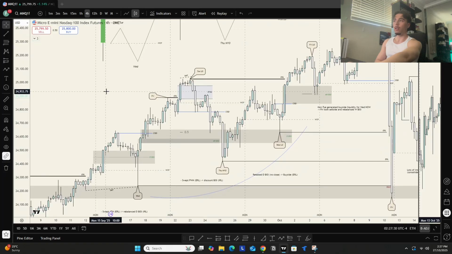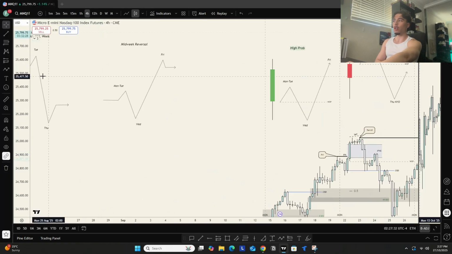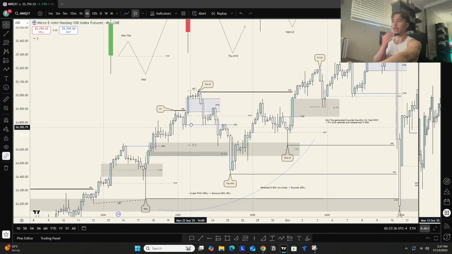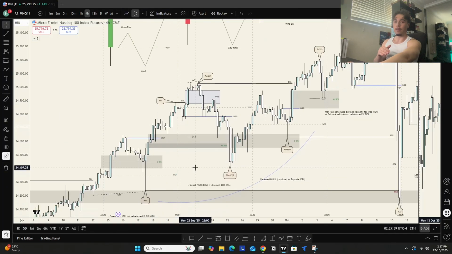Now, how you could expect that: right here you can see we have the ERL sweep. If we're looking at this, we swept ERL. I'll remove the diagram. Anyway, we swept ERL right here. So the next target would be a discounted PD array, which would be our IRL target.